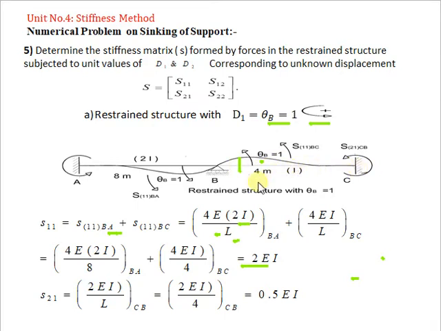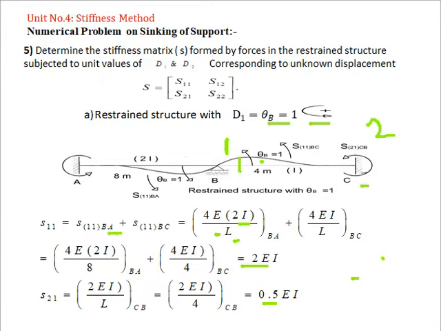Then we know that half the moment carries over to the far end. When we are applying a rotation at B, the far end we keep fixed, and the far end means the location of the second coordinate. So what moment is observed at the second coordinate when we apply the unit rotation at the first coordinate, that we note as 2EI by 4, and that comes out to 0.5EI.